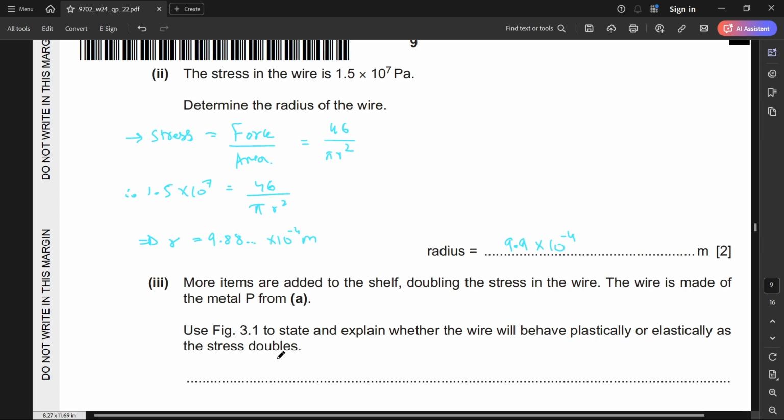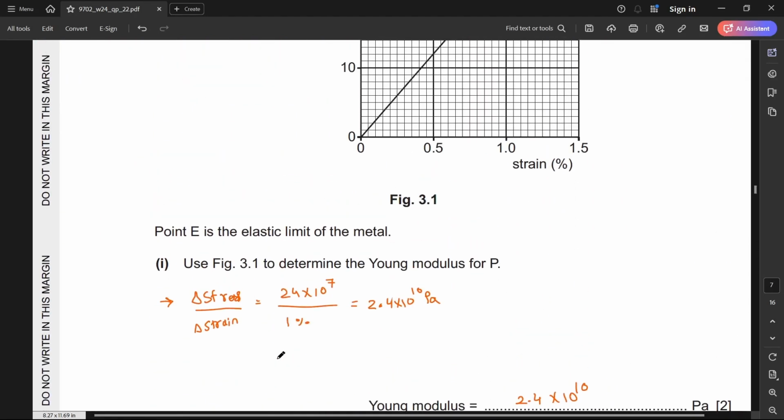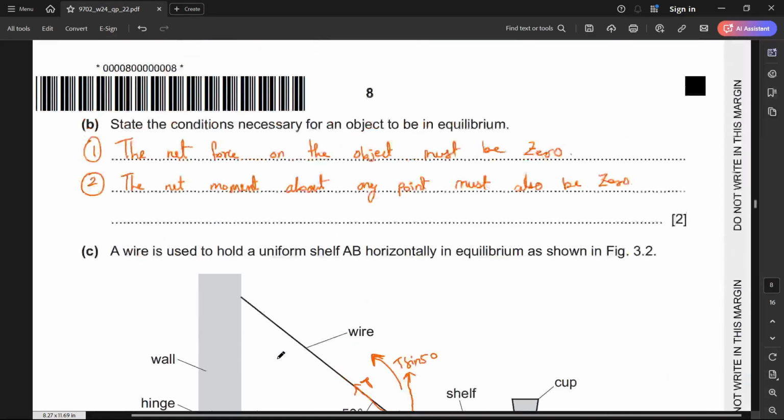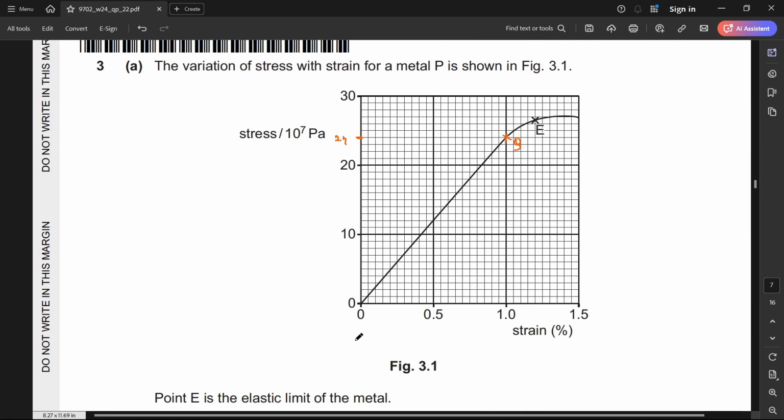as the stress doubles. So what we have to say over here is, because the value of the stress is doubling, we just need to make sure whether it is below the elastic limit or not. And for that, I'm just going to move on to my graph. And what was the value of the stress? 1.5 into 2 is obviously 3. So 3 into 10 power of 7 is way below the elastic limit. And because it is below the elastic limit, we can say that the wire is going to behave elastically.